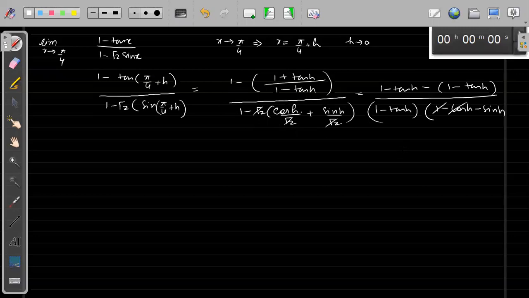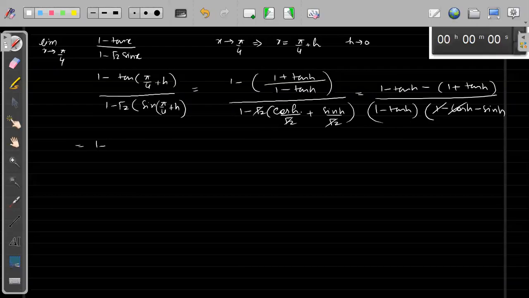This cos h and this 1 will get cancelled as h tends to 0, because h is tending to 0. So we'll have minus sine h in the denominator, 1 minus tan h. In the numerator, this is 1 plus tan h, yeah. So this is 1 minus tan h, so 1 minus tan h will simply become 1.